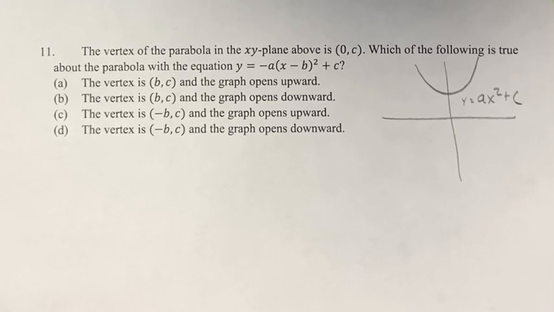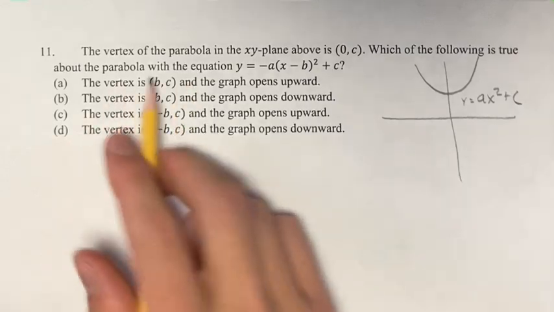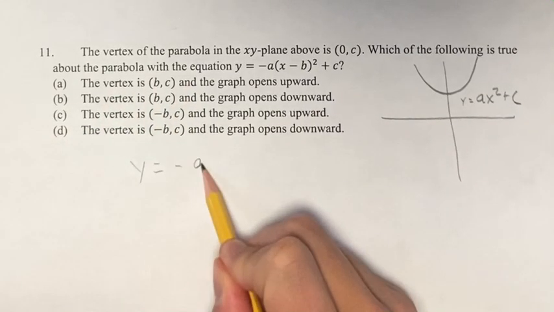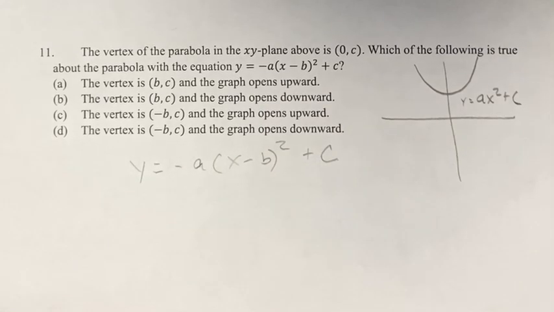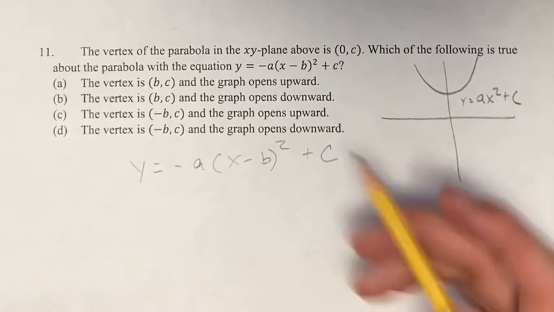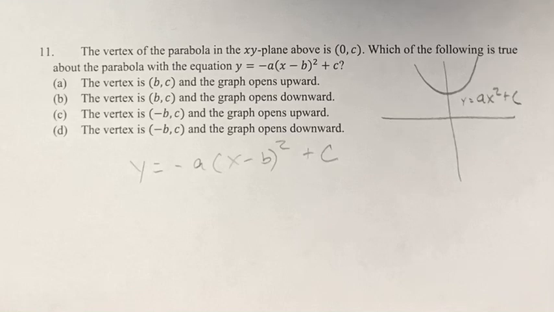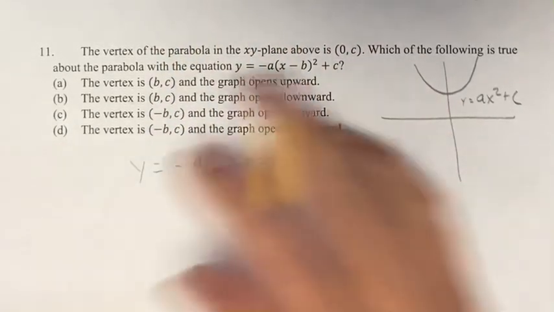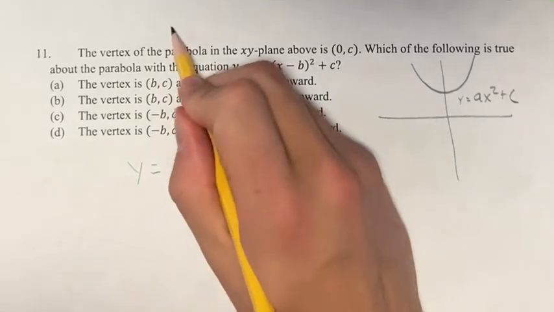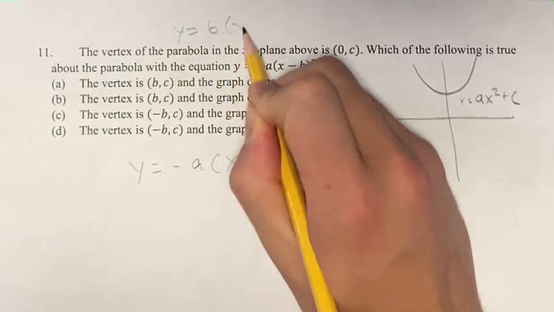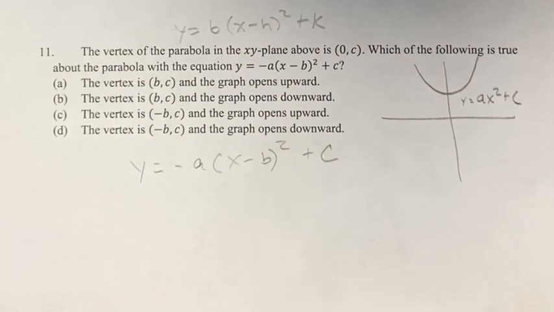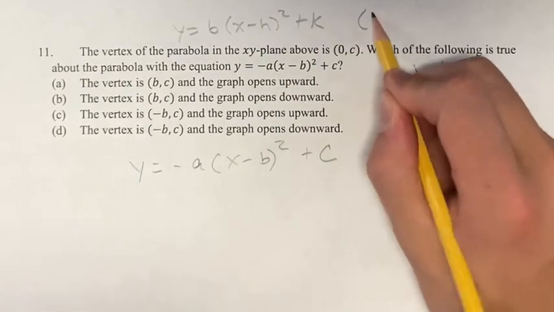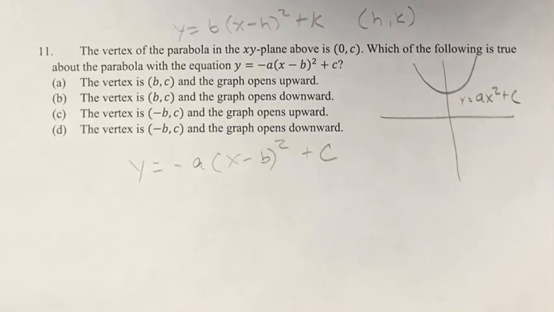In this problem, we are given the equation of a parabola y is equal to negative a times (x minus b) squared plus c. And you'll notice that we are looking for the vertex in our answer, and this is in the right form of the vertex, right? So if we have the general equation of a parabola, y is equal to b times (x minus h) squared plus k, from this, we can see the vertex is (h, k).